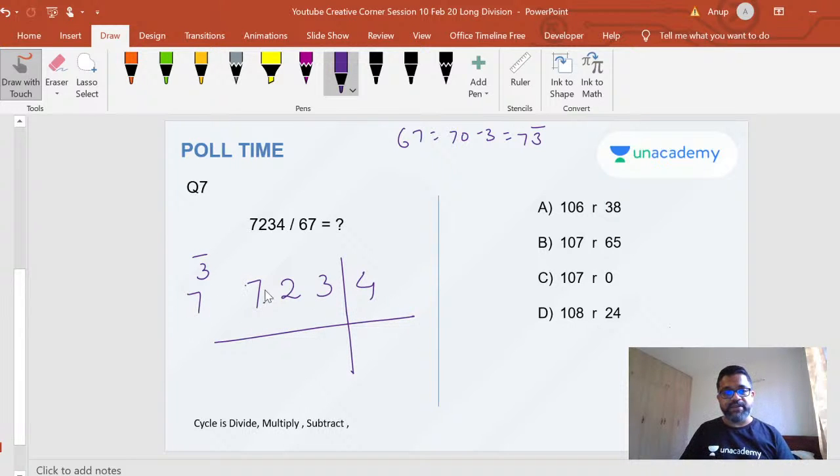Now 7 goes how many times here? 72 divided by 7 will go 10 times, with a balance of 2, right? Now you will have 23 and you have 10, so 10 into minus 3 is minus 30. 23 minus 30, what do you get? 53, right?